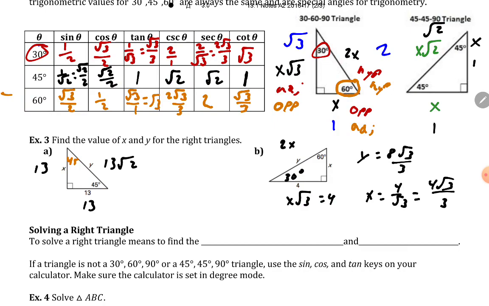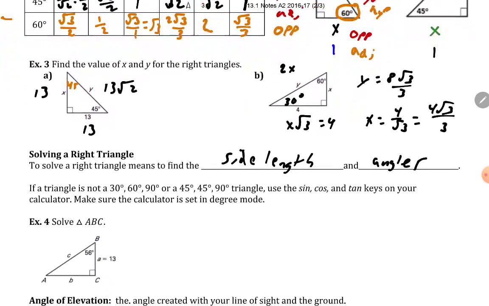Solving a right triangle means to find all the side lengths and all the interior angles. If a triangle is not a 30, 60, 90 or a 45, 45, 90, then we have to use sine, cosine, and tan on our calculator. Make sure your calculator is set in degrees.